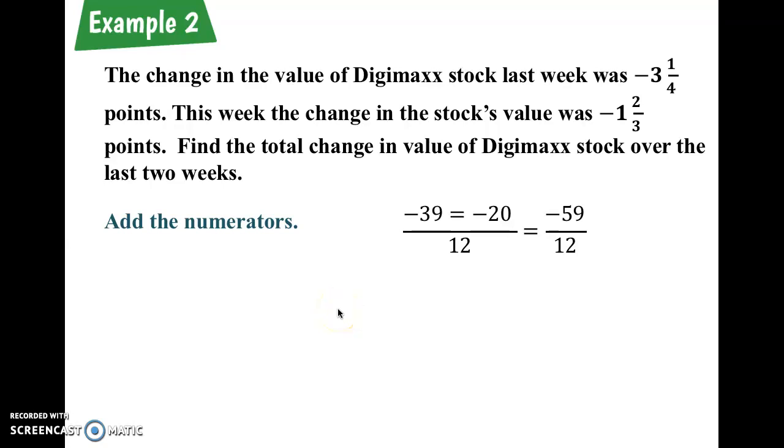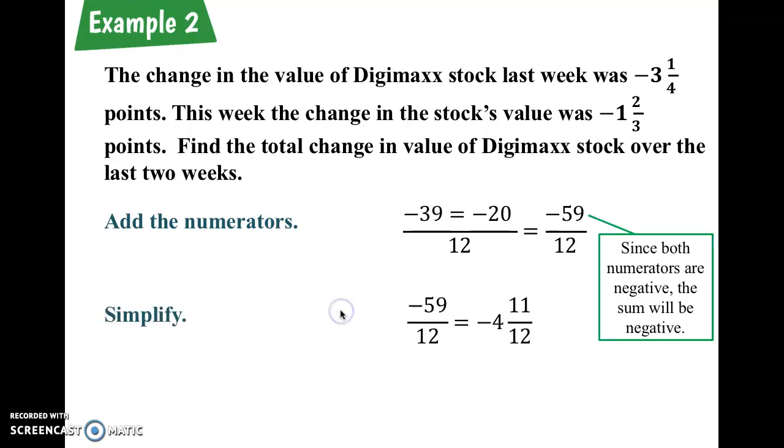Do not leave your answer as an improper fraction. Improper means it's not the appropriate way to do that. 12 goes into 59 4 times. That would be 48 with 11 left over. This is going to stay a negative answer. So the stock changed by -4 11/12 points over the last 2 weeks.